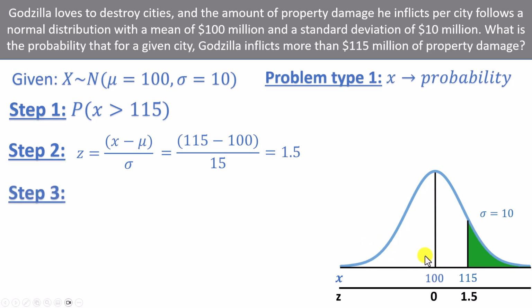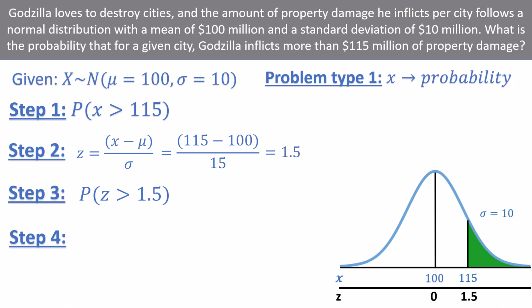So now once we have the z on the distribution, we can really see that the probability x is greater than 115 is the same thing as the probability that z is greater than 1.5. So we can also write the probability statement in that way, and that's our step number 3. Finally, step number 4 is we can go to our calculator and use normal CDF to find the probability.